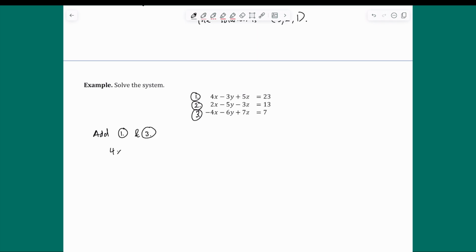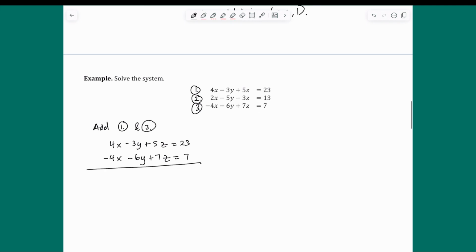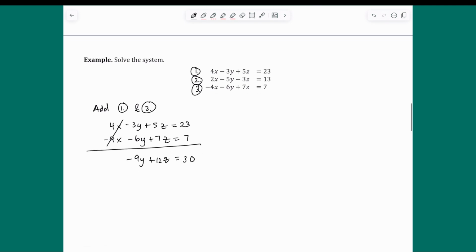Alright, so equation 1 is 4x minus 3y plus 5z equal to 23. Equation 3 is negative 4x minus 6y plus 7z equal to 7. Alright, so we're going ahead and add them. We see that the x's cancel. We get negative 9y plus 12z equals 30. All right, I'm going to call that equation 4.